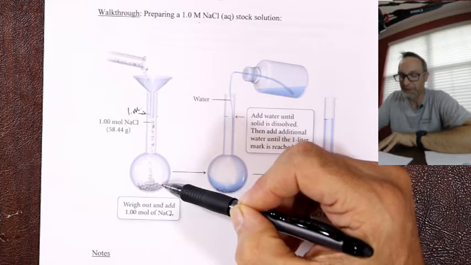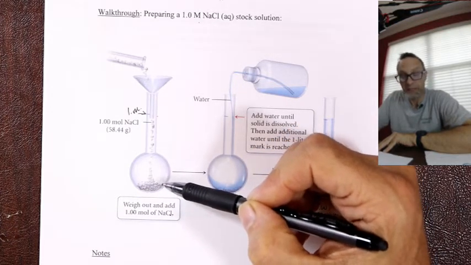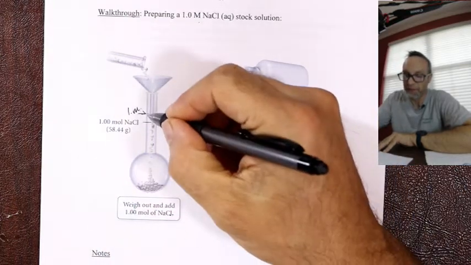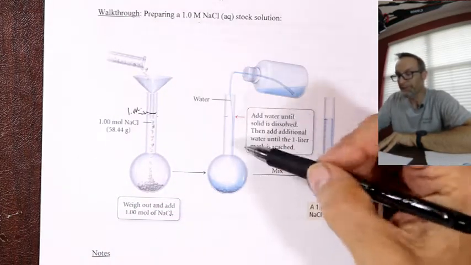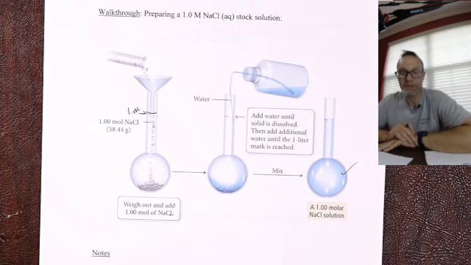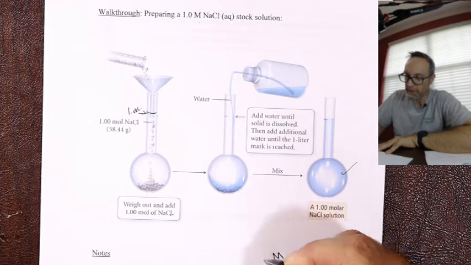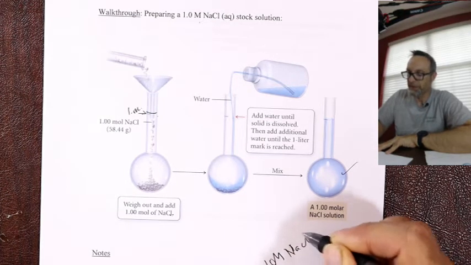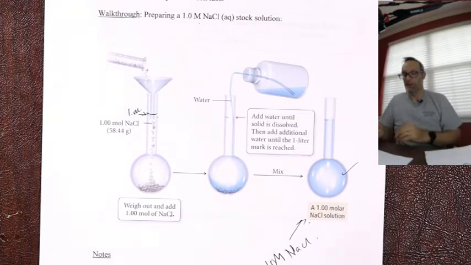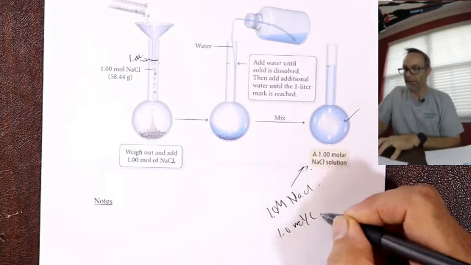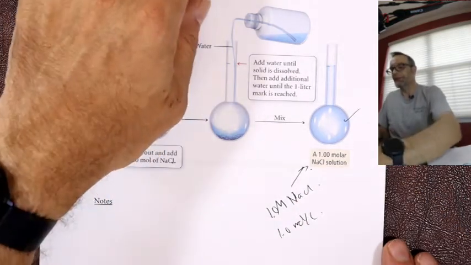It makes a little pile in the bottom. Then typically in real life, you fill it up to about here, and then you swish it around, and it all dissolves. Then you fill it up to the line, make it up to the mark, swish it around some more, and then you have your exactly 1 mole per litre strength, or 1 molar, NaCl in this case. 1.0 M, 1.0 mole per litre. Okay, so that's how you make a solution.